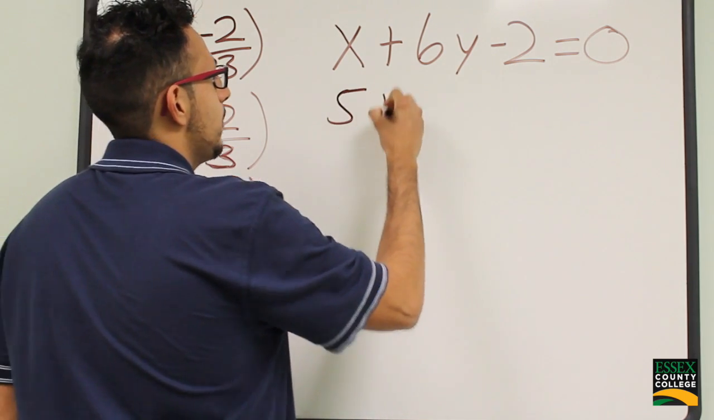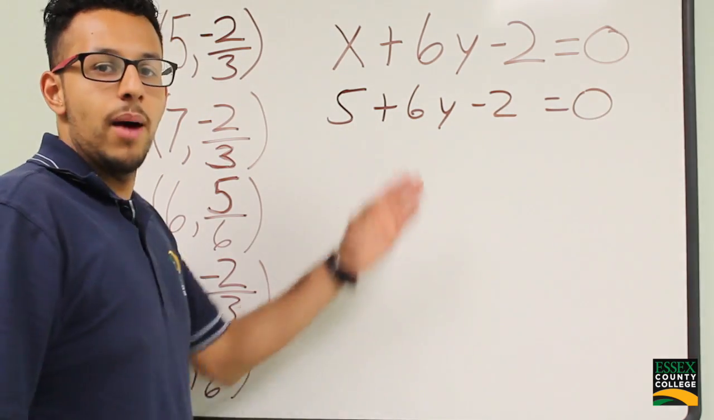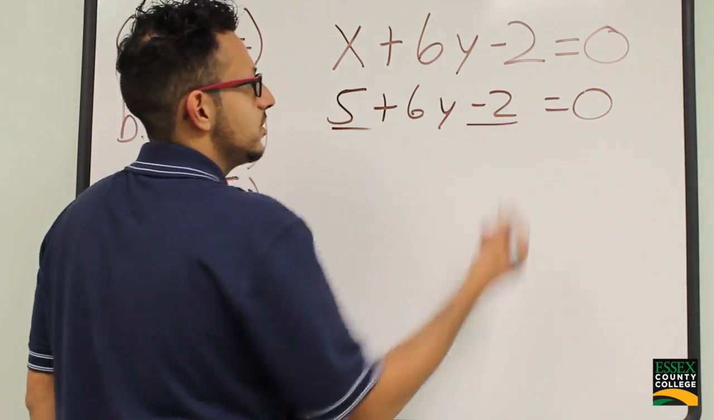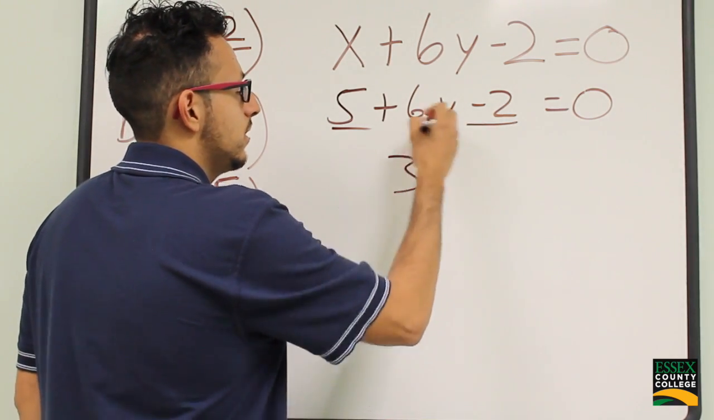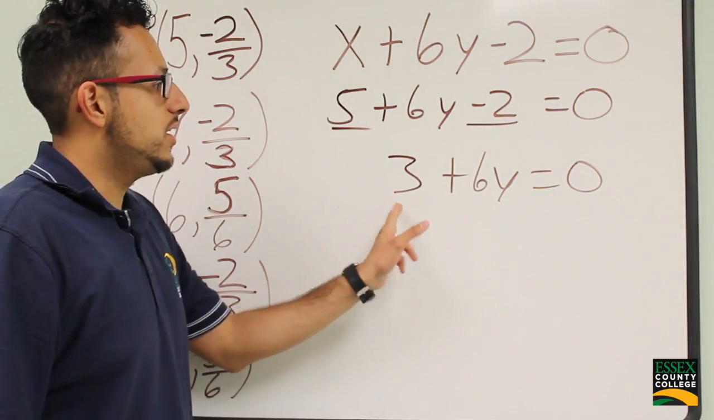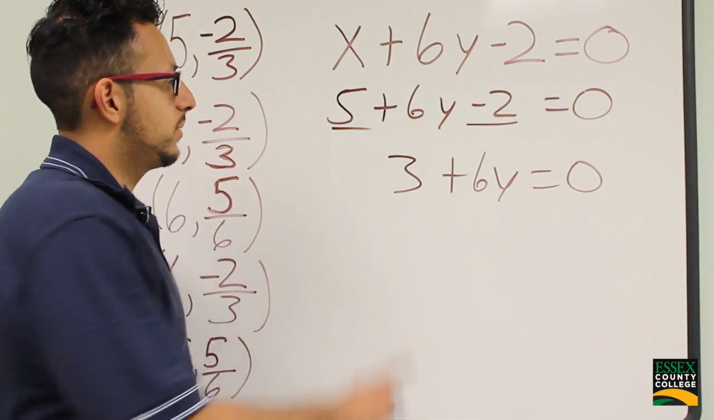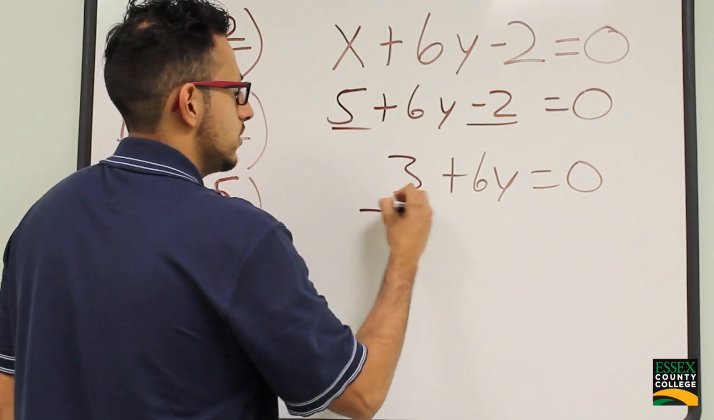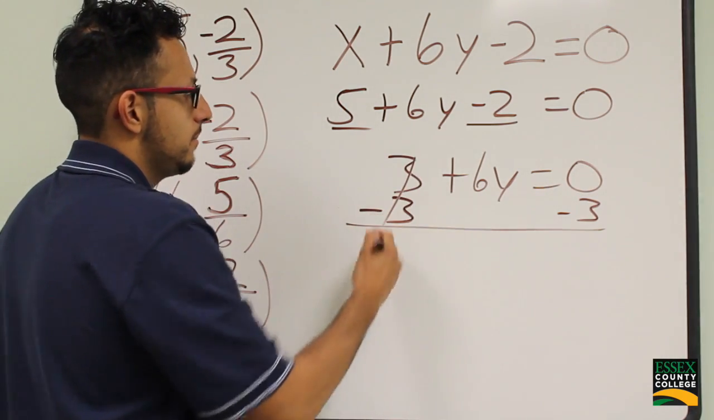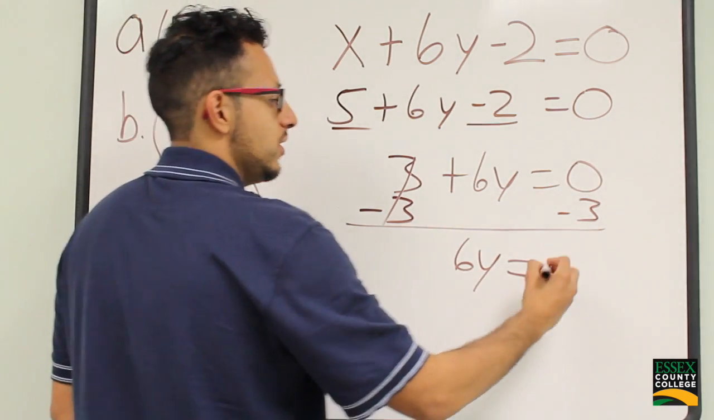So this is going to be 5 plus 6y minus 2 is equal to 0. Now I'm trying to solve for y. So I'm going to collect like terms here. So 5 and minus 2. 5 minus 2 is 3. I'm left with plus 6y is equal to 0. Now I have to solve for y. So I have to bring the 3 over to this side. In order to do that, I have to subtract 3 because this is positive. I have to do the opposite. So minus 3 and minus 3. So 3 minus 3, 0 cancels out. So I'm left with 6y is equal to 0 minus 3 is negative 3.